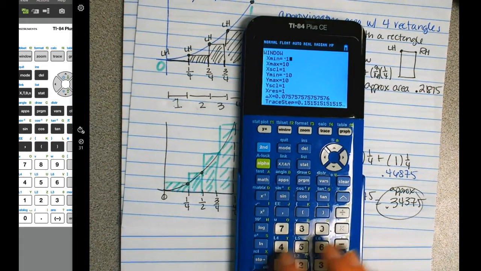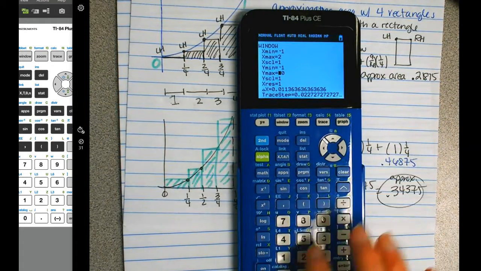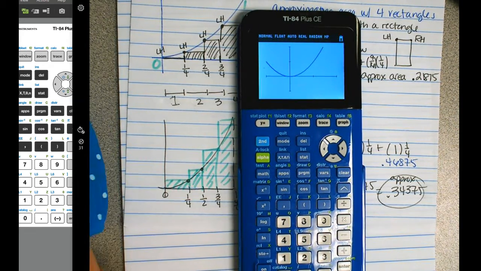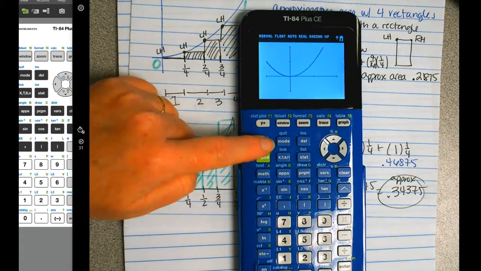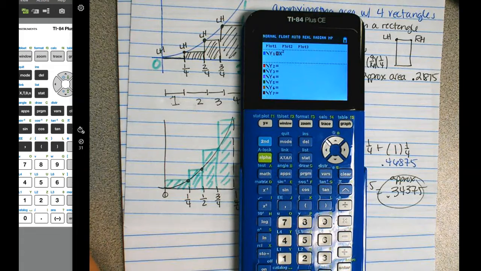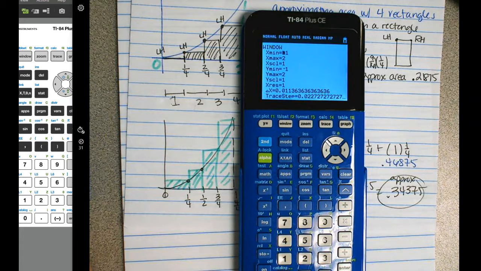I'm going to change mine to be -1 to 2, and then I get it on either side, and -1 to 2 for y as well. And I feel like I have a close enough image of what it is. So x squared is the function we're looking at. And then how do we change our window again? If you hit window, instead of -10 to 10, I've got -1 to 2 for x, and then you skip down to y, and then -1 to 2 again. And I always skip the x scale. I don't really ever change that.